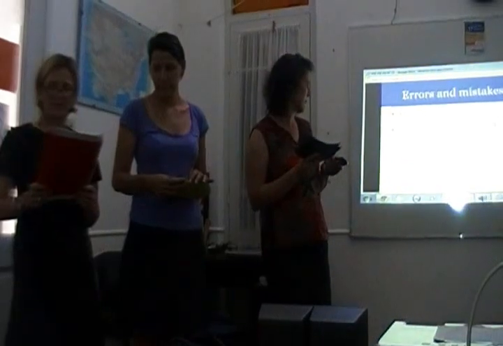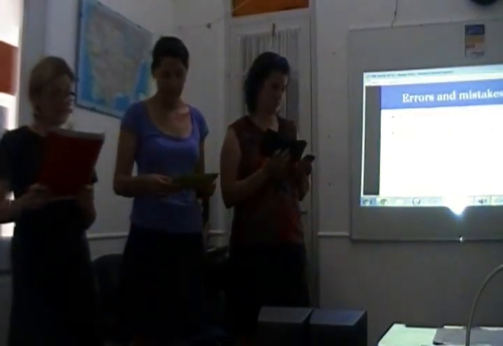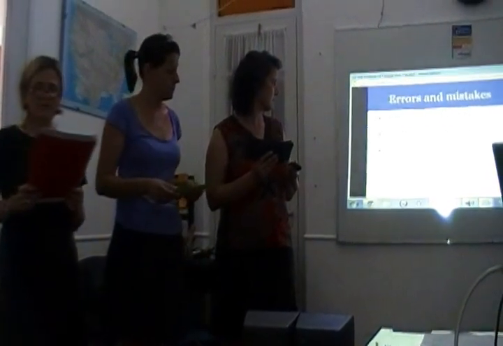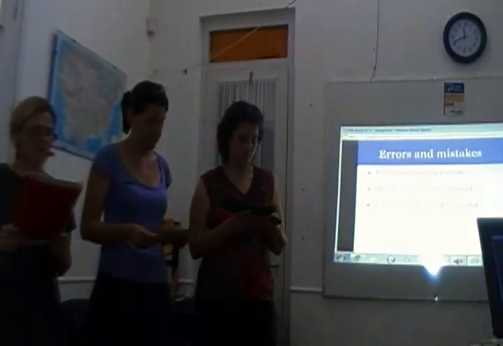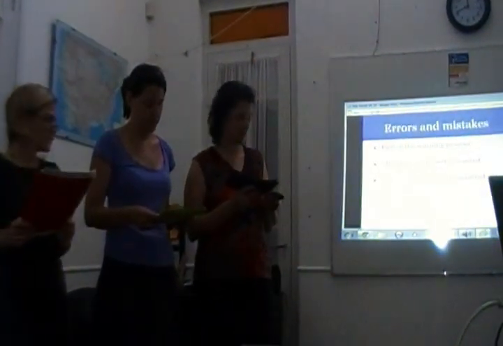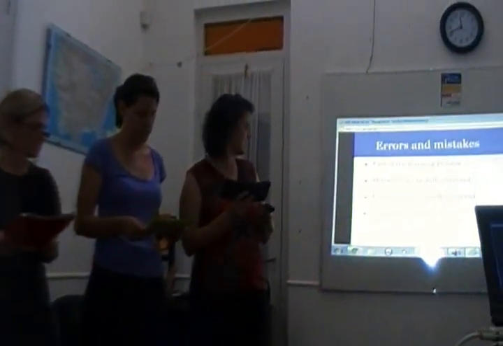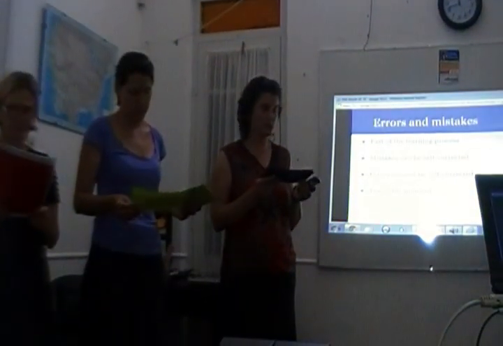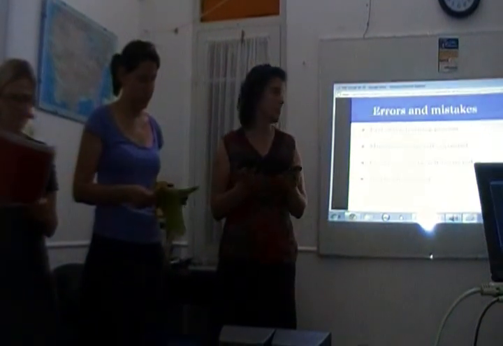The key difference between a mistake and an error is that mistakes, when attention is called to them, can be self-corrected. An error reflects the competence of the learner. While mistakes can be self-corrected, an error cannot be self-corrected. Students' errors are an integral part of the learning process, and they need to be treated as a teachable moment.